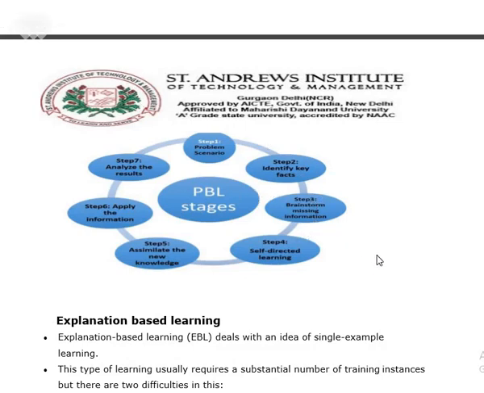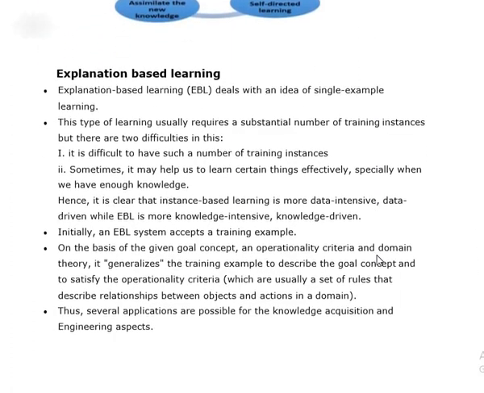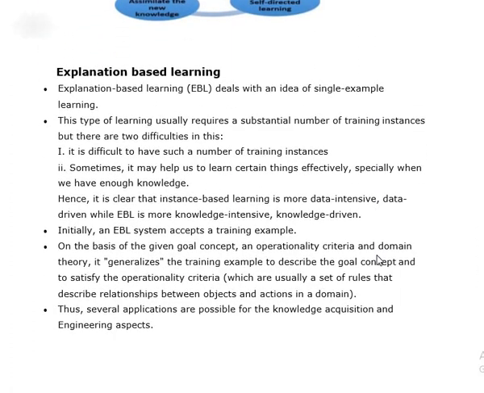Now the next method is explanation based learning. Now what is explanation based learning? Explanation based learning is an idea of a simple learning technique. This learning usually requires a substantial number of training instances, but it is difficult to have such a number of training instances. Sometimes it helps to learn things effectively, especially when we have enough knowledge of that particular job. However, it is clear that instance based learning will be more data driven.